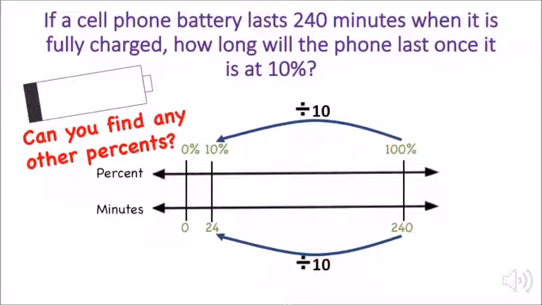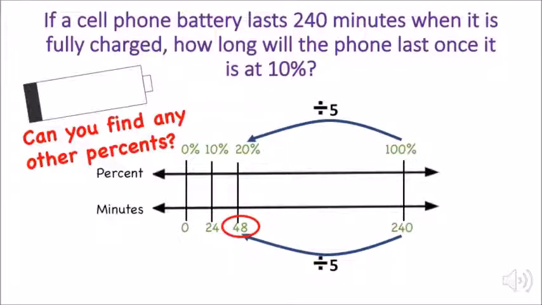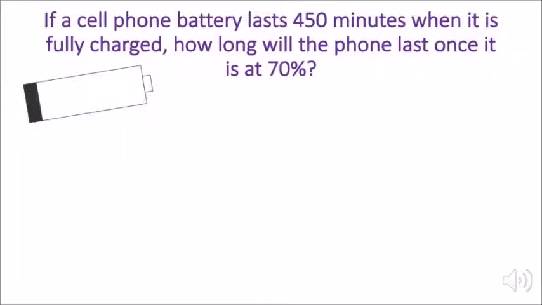You can now ask students to find 20%. Some students may say you can find 20% by multiplying 10% by 2 and then multiplying 24 minutes by 2 to get 48 minutes. You may want to ask students if there is another way to get to 20% to see if someone recognizes that you can divide 100% by 5 and then divide 240 minutes by 5. Let's take a look at one more problem.